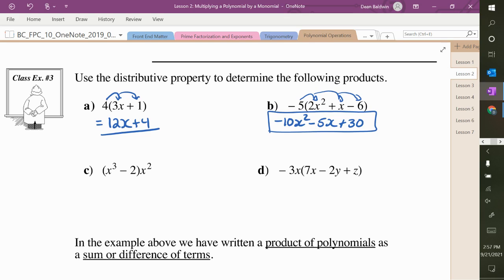Okay. Let's do C. We got this weird thing out front. Or, sorry, x squared. The x squared goes to everything as well. What's x squared times x cubed? x to the what, sorry? 5. You add the exponents. x squared times negative 2 is negative 2x squared.